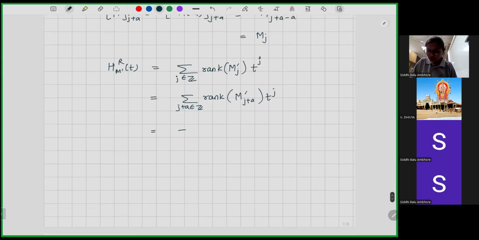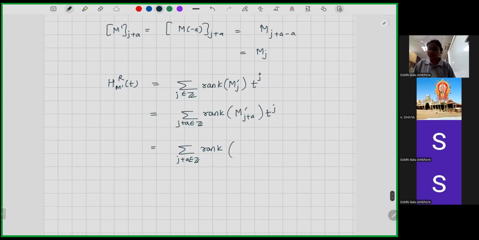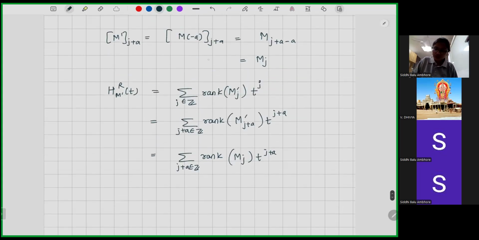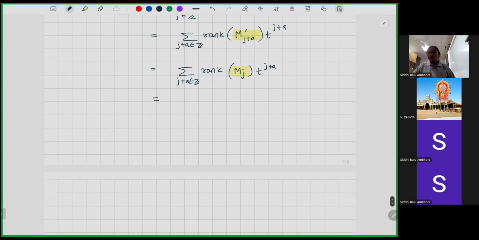So far this is okay. We are just changing the variable. So here, J plus A in Z, the rank of, but note that this M dash J plus A is just M_J. So the rank of M_J, and here also it must be t power J plus A. We are just using this M dash J plus A. So now this is the rank of M_J, t power J plus A.